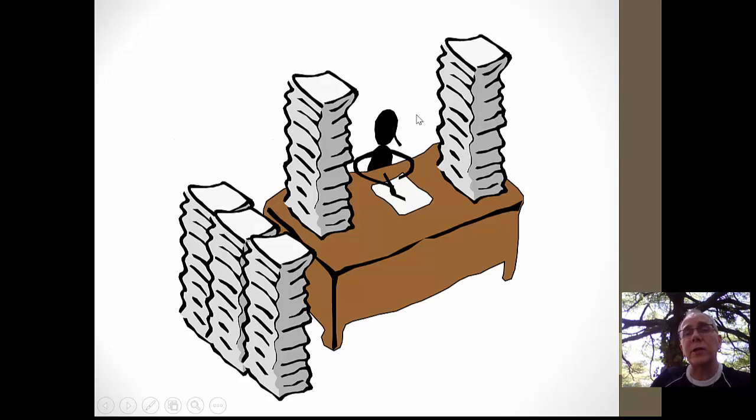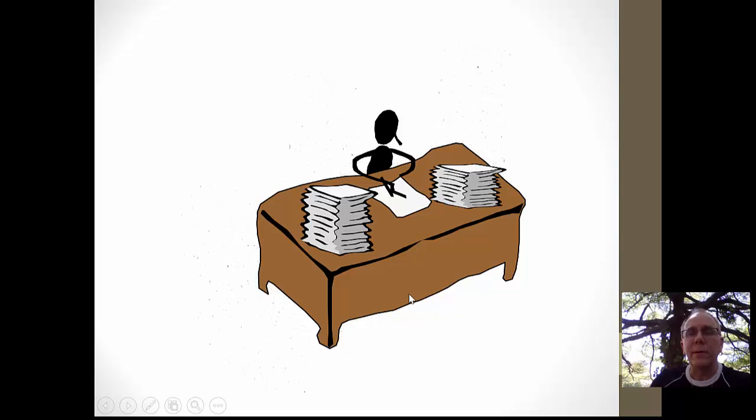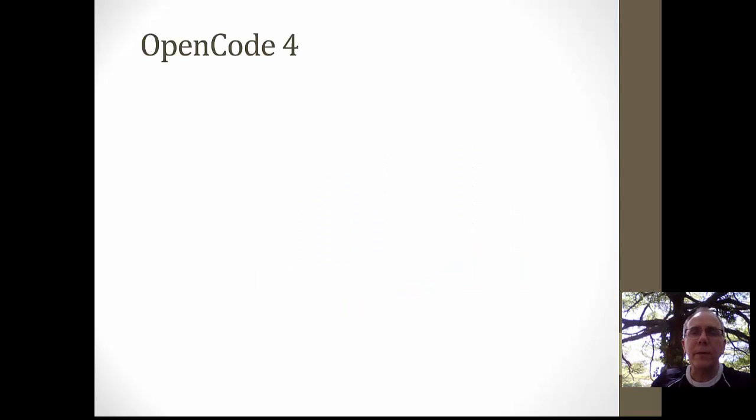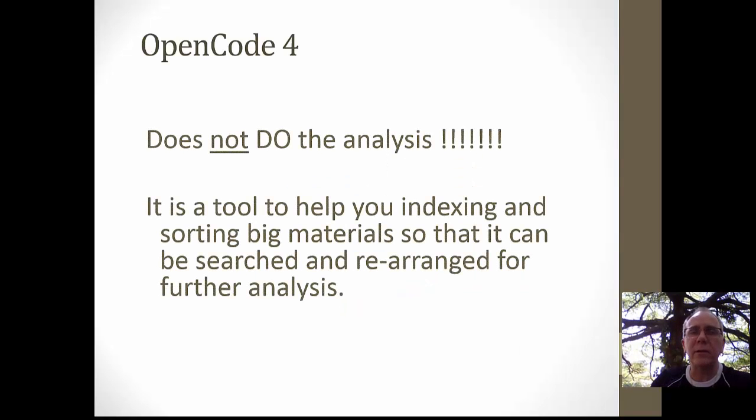This is an illustration of the traditional qualitative researcher with lots of paper. Open Code might reduce the amount of paper. However, it doesn't do the analysis. It is a tool to help you index and sort big materials so they can be searched and rearranged for further analysis.